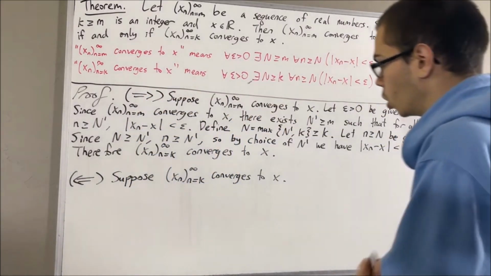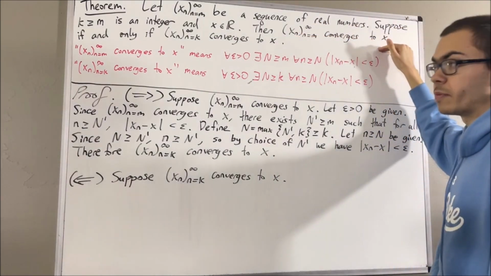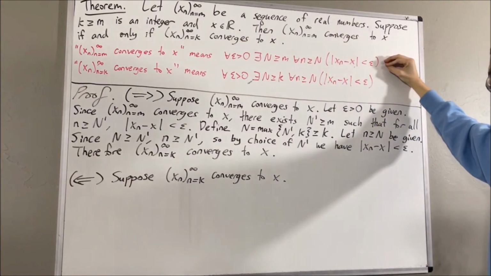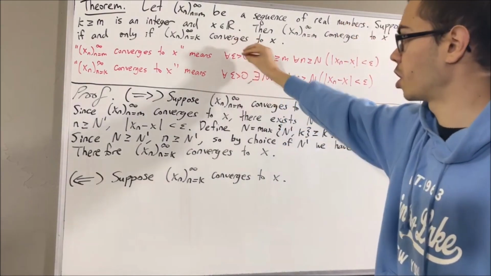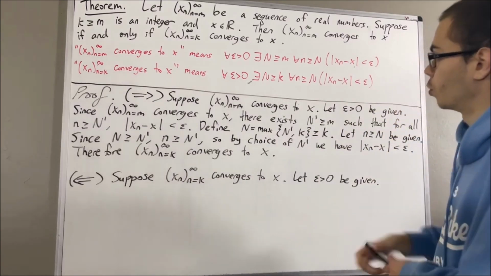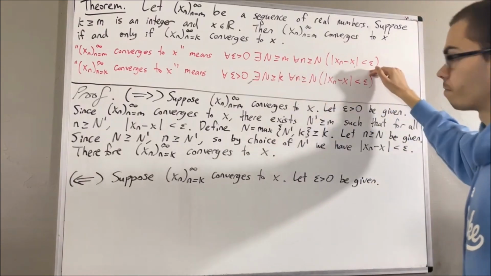From here, the whole goal is to prove that the sequence with starting index n converges to x, which means we want to prove that this first statement is true. And since we're trying to prove a statement about every epsilon greater than 0, let's give ourselves an arbitrary epsilon greater than 0. From here, we want to find an integer greater than or equal to n such that this is true.